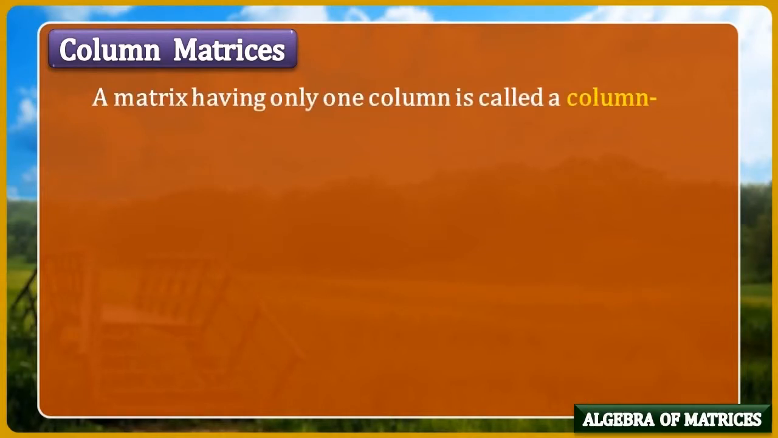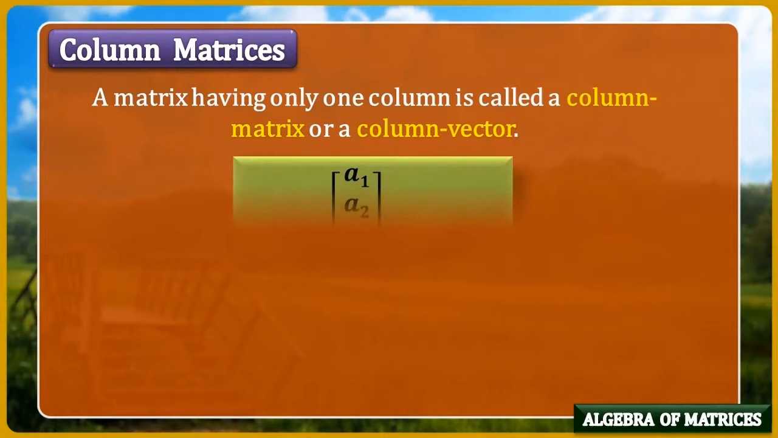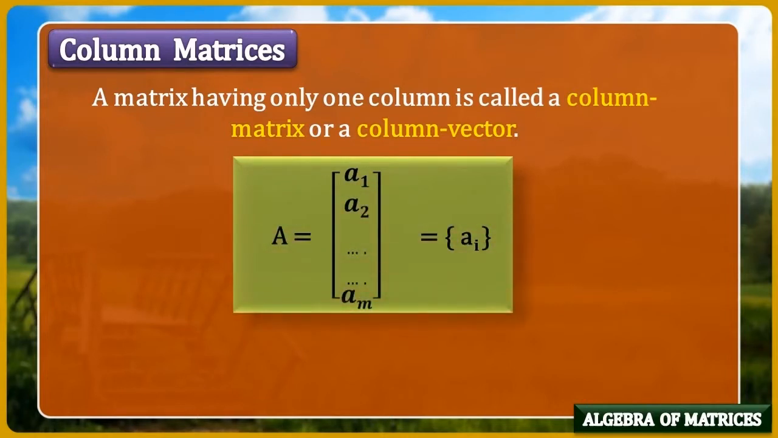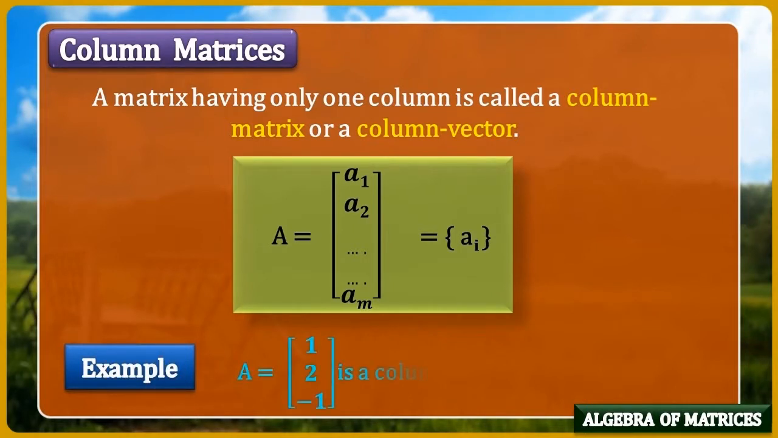Second type of matrix is a column matrix. A matrix having only one column is called a column matrix or a column vector, and it is denoted as A is equal to matrix A1, A2 up to An, which is equal to Aij. For example, this is a column matrix of order 3 by 1.